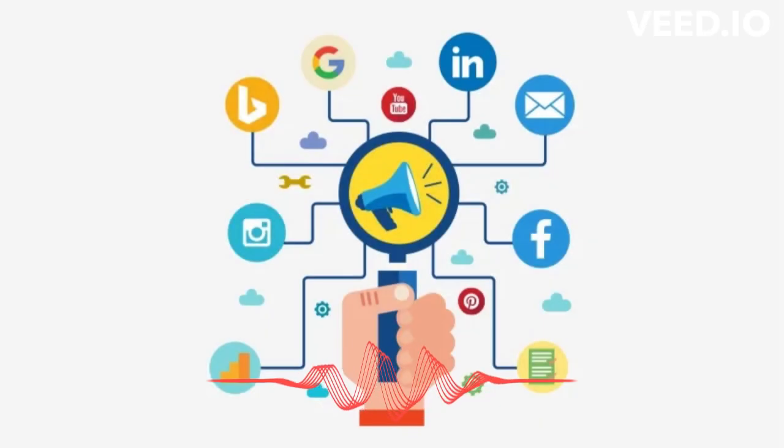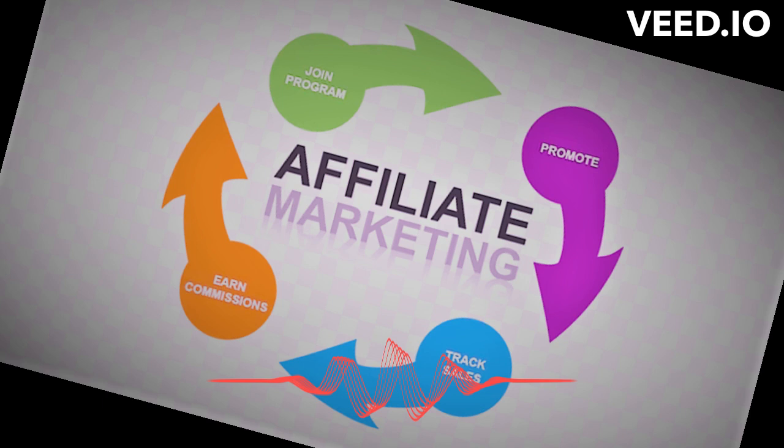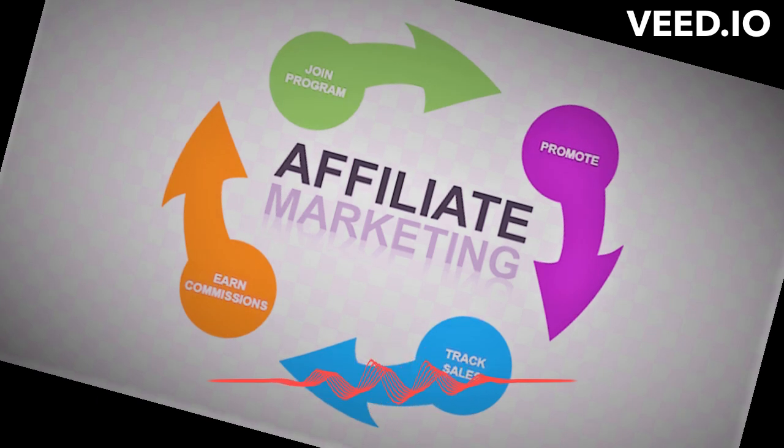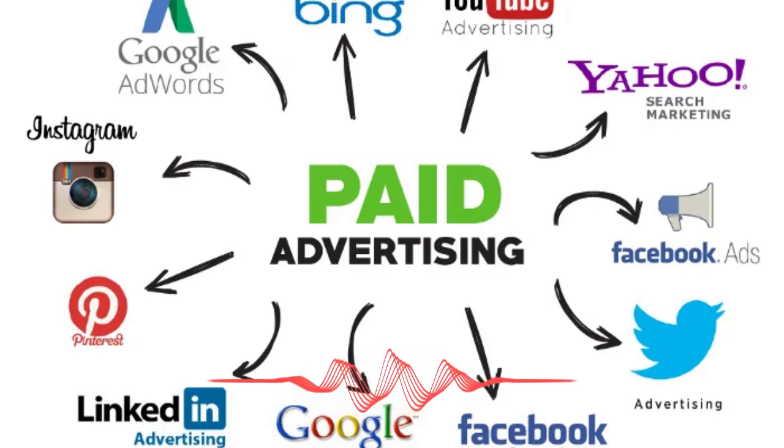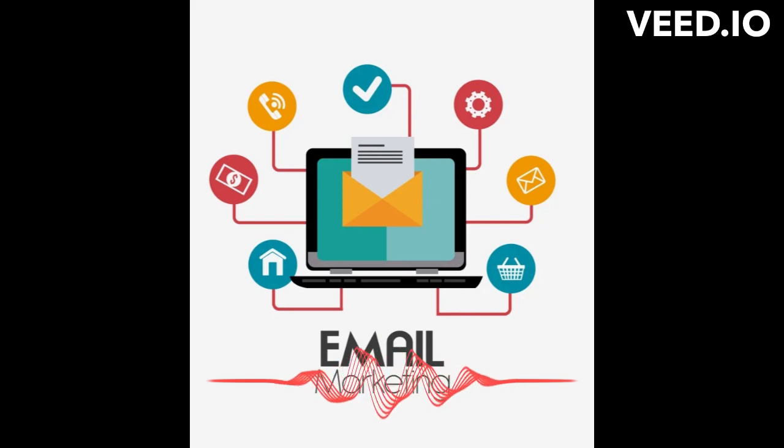There are many ways to make money with digital marketing. Some examples include affiliate marketing: promote other people's products and earn a commission for each sale. Paid advertising: use platforms like Google AdWords or Facebook ads to drive traffic to your website and earn money through pay-per-click or pay-per-impression advertising. Email marketing: build an email list and send targeted promotions to subscribers.